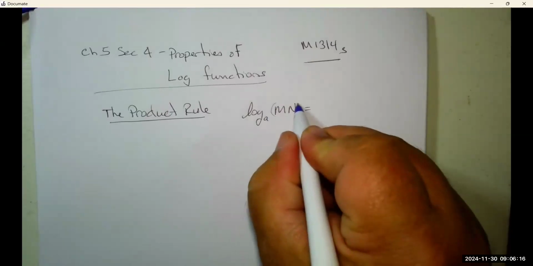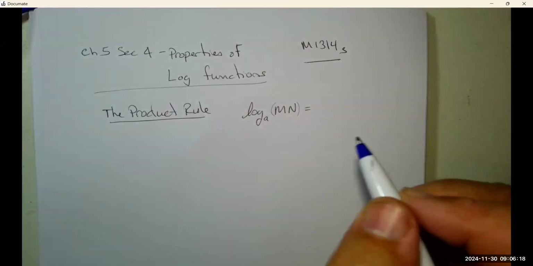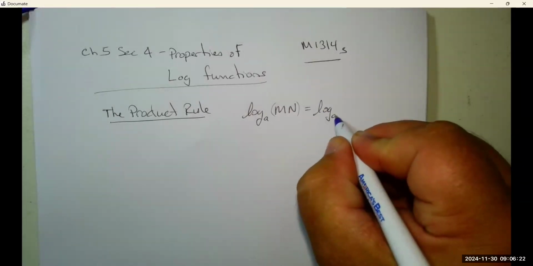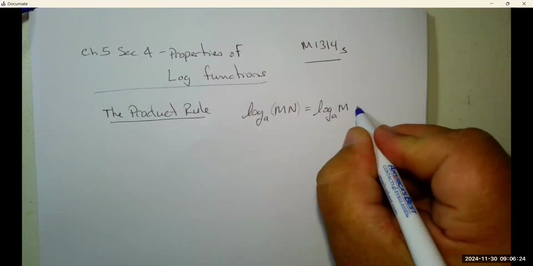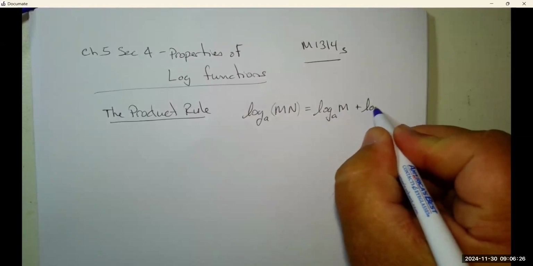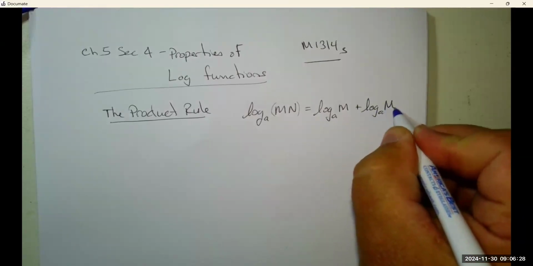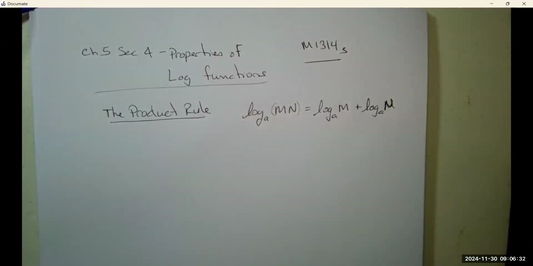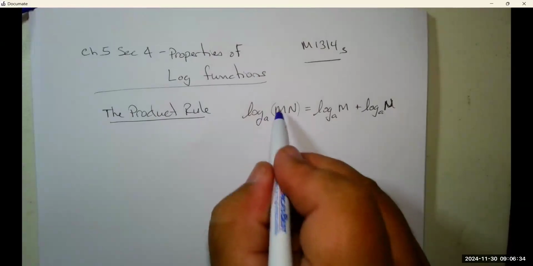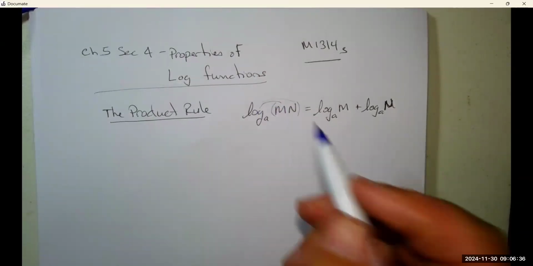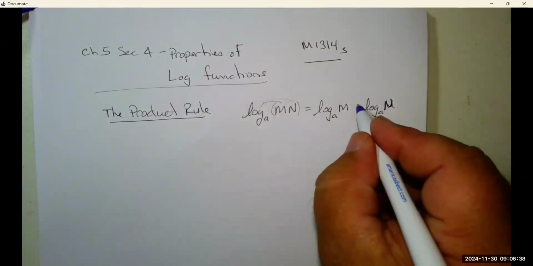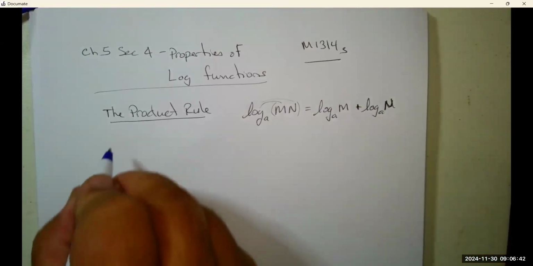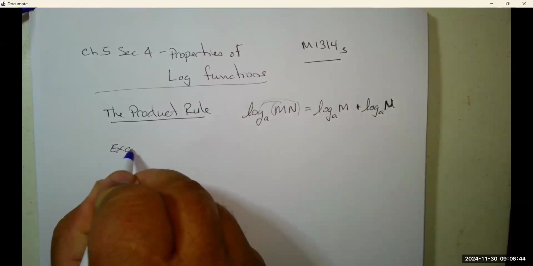As long as you have the log of a product of numbers or elements, you can expand them by adding them together. So take the log of this one and the log of that one. It's kind of like distributing, but we have to add them together. So let's take this example.